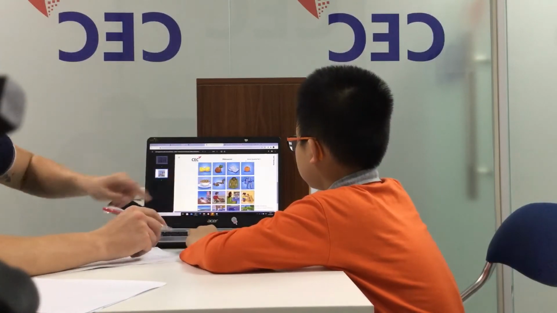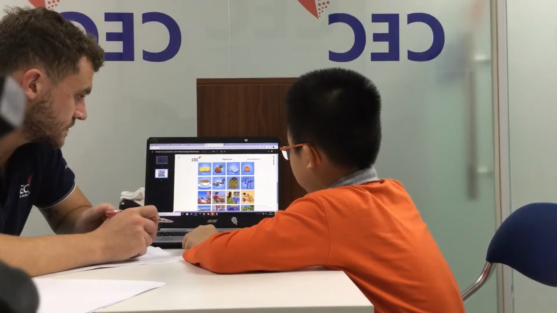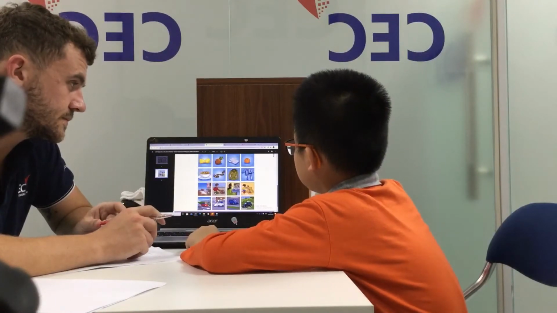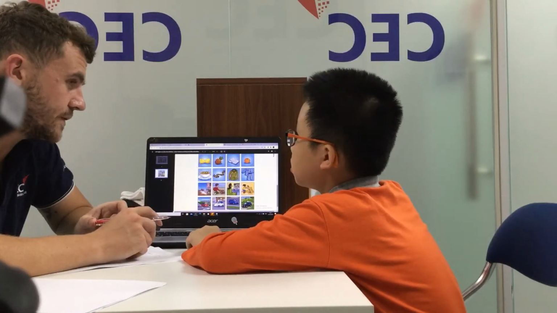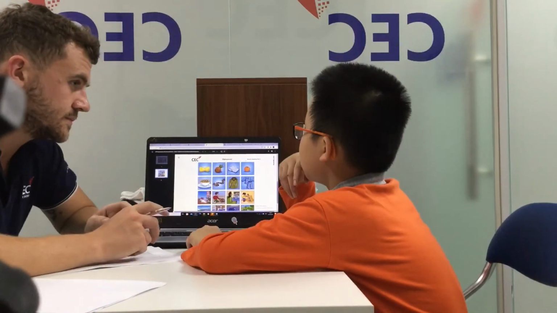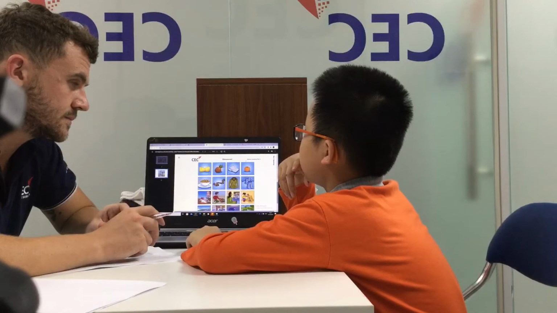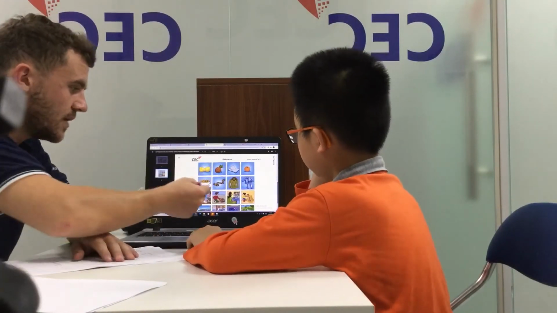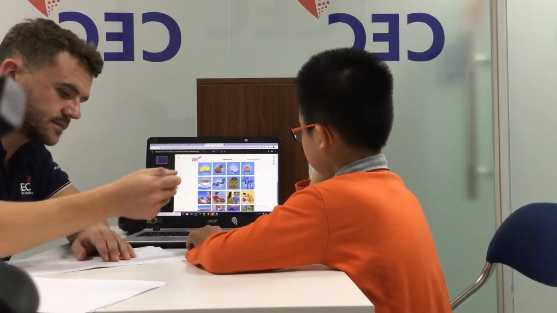Okay, can you tell me which one is different? The different one is the cone. Okay, why? Why is it different? What are they? They are clothes. It's clothes. What about this one, this one, this one, this one?